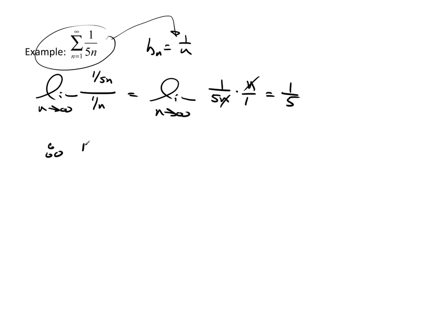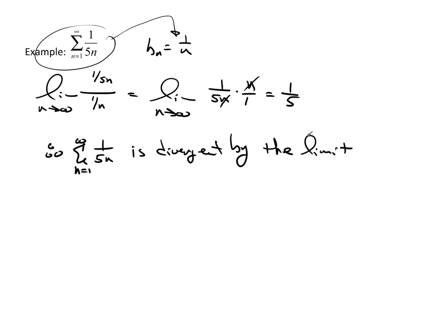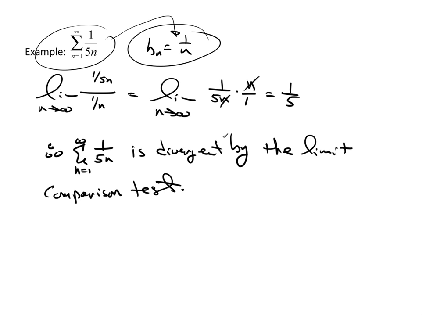So therefore, this sum n equals 1 to infinity of 1 over 5n is divergent by the limit comparison test. So we actually have two comparison tests right now. We have this limit comparison test, which I just did this example with, and we have the direct comparison test. See, I am directly comparing it with this, but I'm not doing the inequalities. I'm taking a look at the ratio. So these two are actually very similar in some ways.